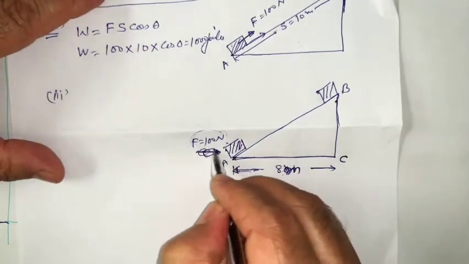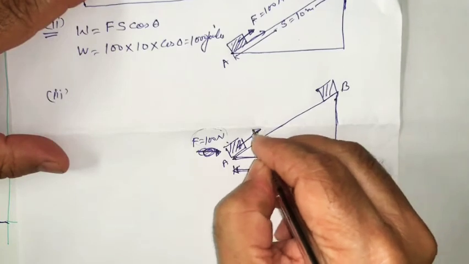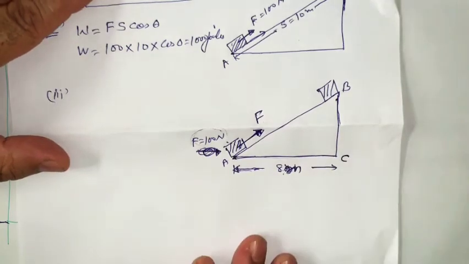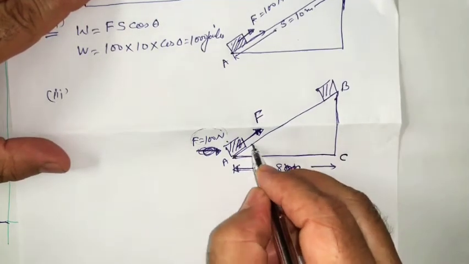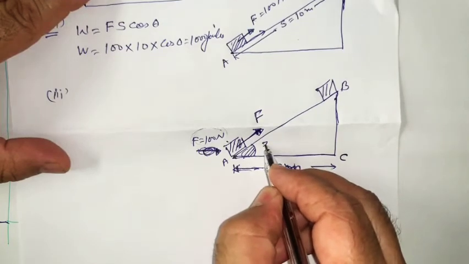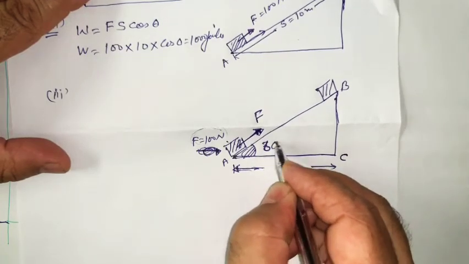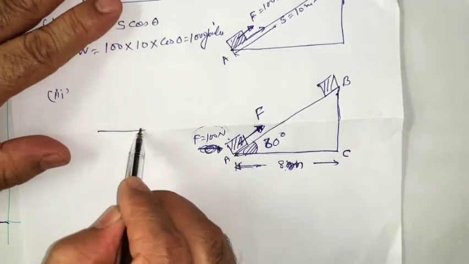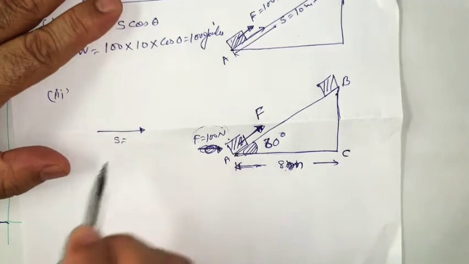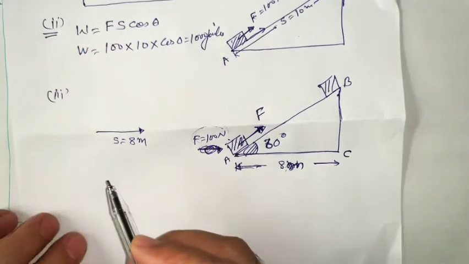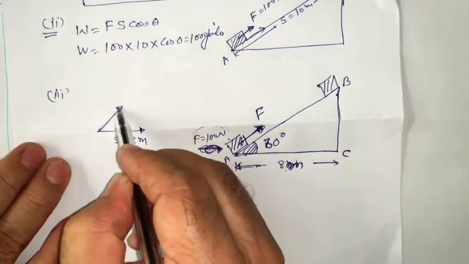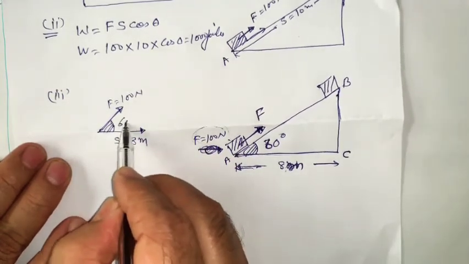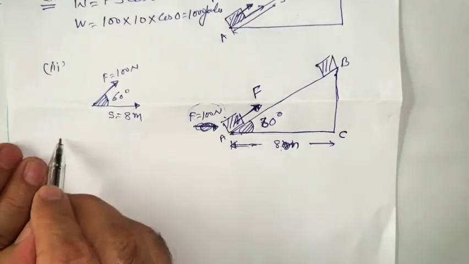But let me suppose in this case force is acting on this direction. And let me suppose this angle is equal to, say, 60 degree. Now in this figure, what are you observing? The question is, S is along this direction. This is 8 meter. Force is along this direction, that is equal to, say, 100 Newton. The angle between them is 60 degree. Now formula is again same.